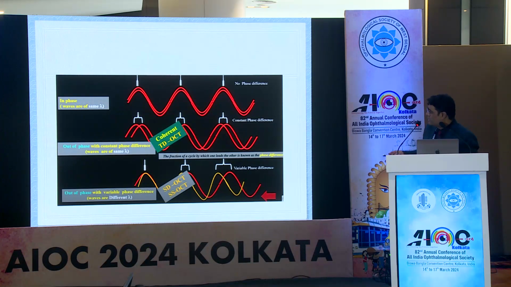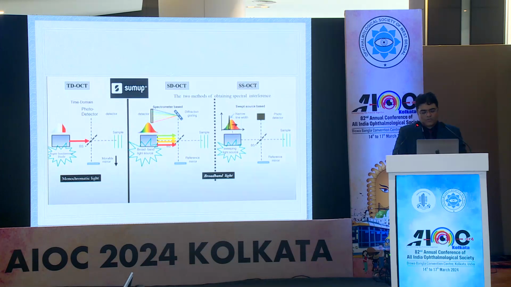Just to make it more understandable, what are the different biometers and how are the waves used in them. If we look at SS-OCT and SD-OCT, these are waves which are out of phase, and they also have variable phase difference. These kinds of waves are used in the newer SS-OCTs. This is the spectral domain OCT, and this is the swept source OCT, which is the optical biometer 700, which is based on it.